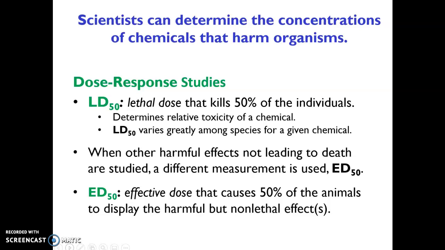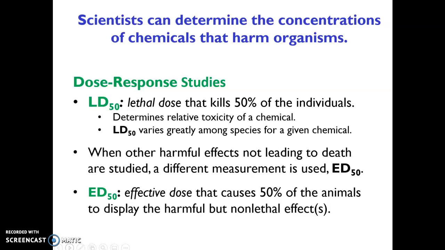The first one, LD50, stands for lethal dose 50. That means you have the dose at which 50% of the tested individuals die. So if you're testing, let's say, a group of 100 mice, and you gradually increase the dose until a dose at which 50 of those 100 mice die, then the LD50 for that particular chemical has been reached. So the LD50 can determine a relative toxicity, but it varies greatly among species for a given chemical. So what might affect mice may be more harmful to amphibians or birds or any other species that you can think of.